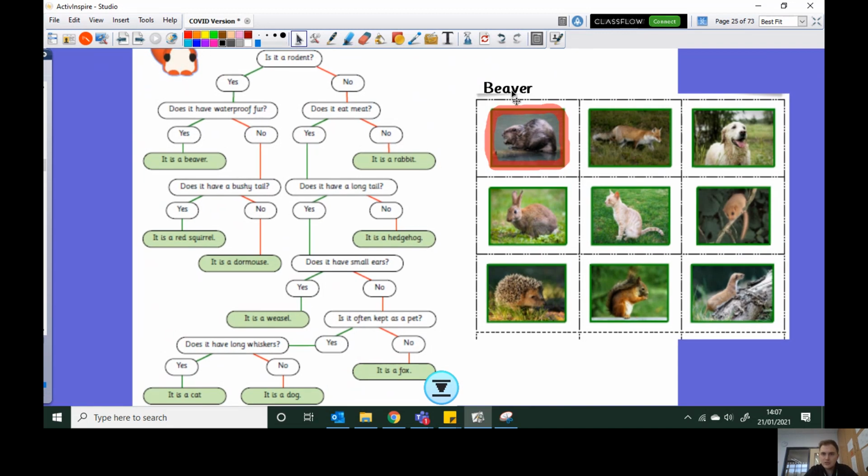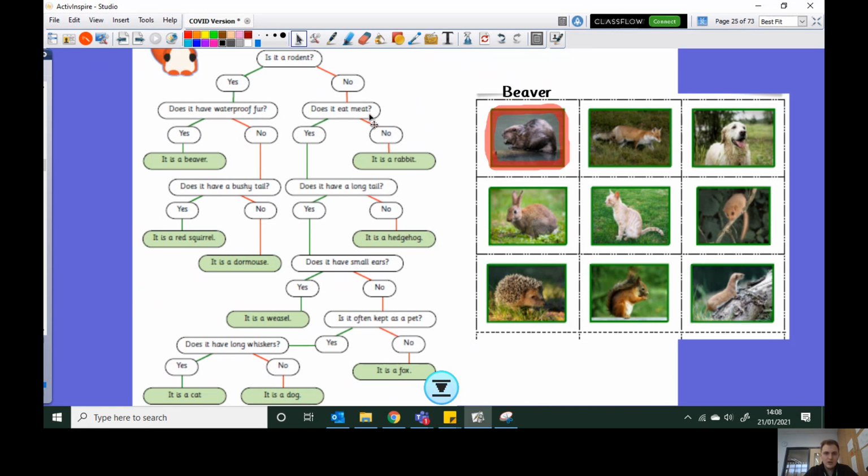Okay, what I want you to do is follow the flowchart for the rest of the animals and work out what these animals are. So remember, the first question is, is it a rodent? If it's yes, you follow the green line. If it's no, you follow the red line. And then you look at the next question and you answer it.